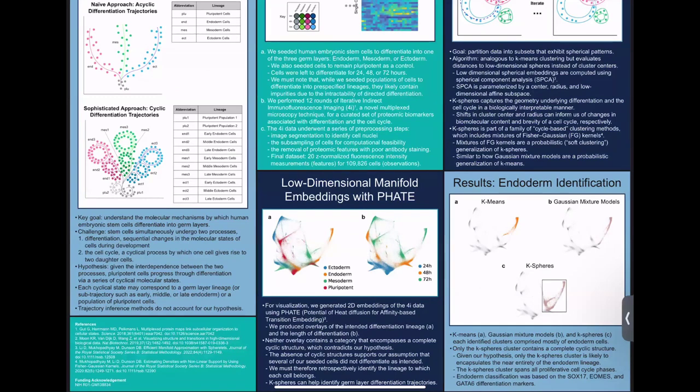We produced overlays of the intended differentiation lineages, as shown on the left, and the length of differentiation, as shown on the right. As you can see, neither overlay contains a lineage or length of time category that encompasses a complete cyclic structure. This contradicts our cyclical differentiation trajectory hypothesis. The absence of cyclic structure supports our assumption that several of our seeded cells did not differentiate as intended. Therefore, we must retrospectively annotate cells to identify the lineage to which each belongs. K-spheres can aid in this effort.